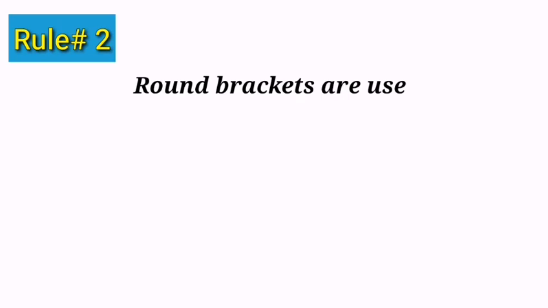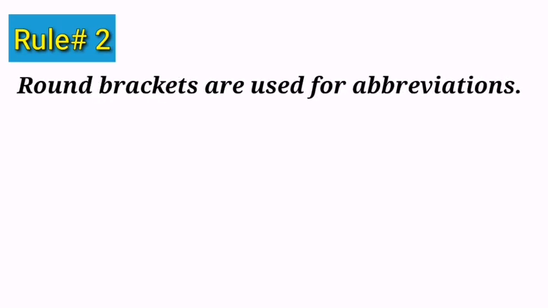Round brackets are used for abbreviations. You need to remember that round brackets are also used to write the full form of abbreviations or acronyms in a sentence in order to make it clear for the reader. In other words, you can say, round brackets are used to enclose abbreviations and acronyms in a sentence. This is done to clarify the meaning of the abbreviation or acronym for the readers. Just look at these examples.